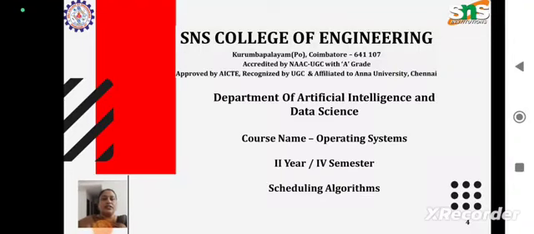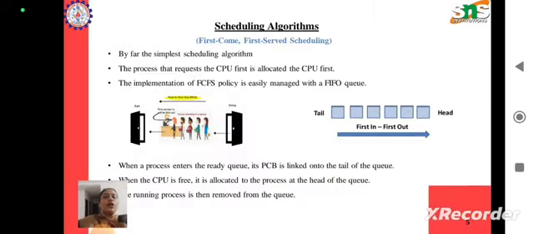In this lecture, we are going to see about different scheduling algorithms. The first scheduling algorithm we are going to discuss is first come first serve scheduling. We will see what first come first serve scheduling is, how it works, and if this is a good scheduling algorithm. This first come first serve scheduling algorithm is by far the simplest CPU scheduling algorithm.